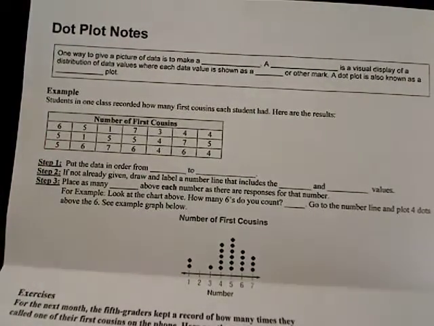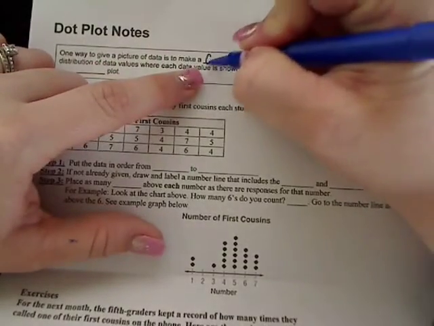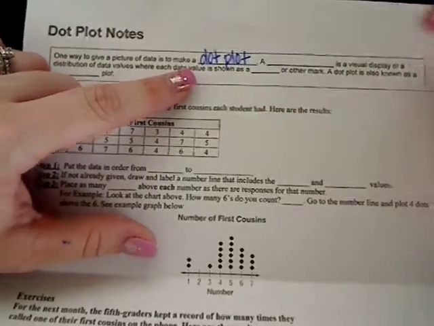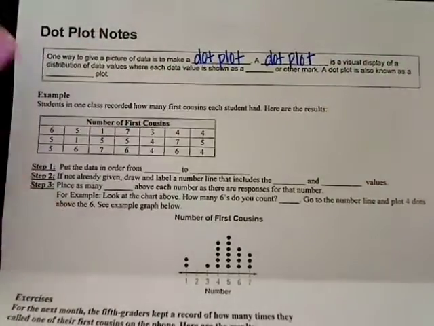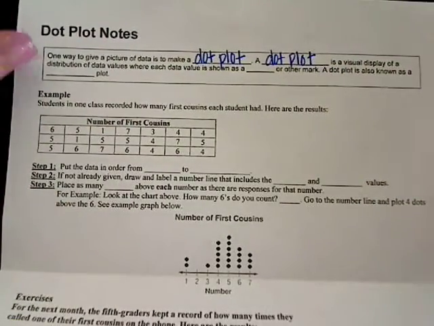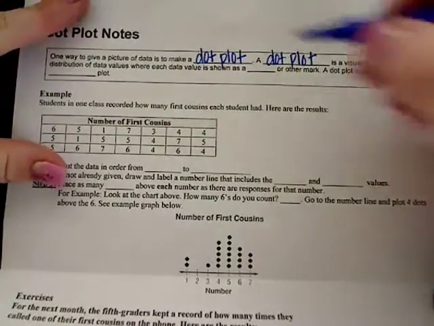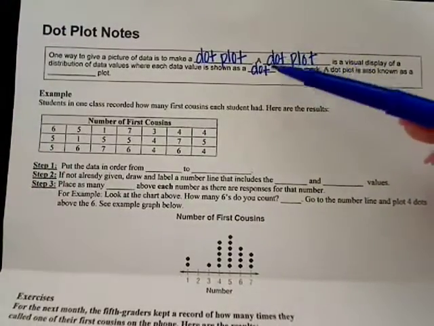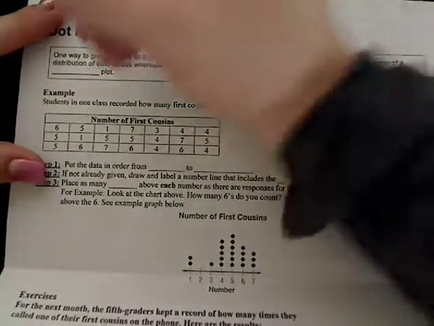Okay, so DotPlots. One way to give a picture of data is to make a dot plot. A dot plot is a visual display of a distribution of data values where each data value is shown as a dot or other mark, but most commonly a dot. A dot plot is also known as a line plot.